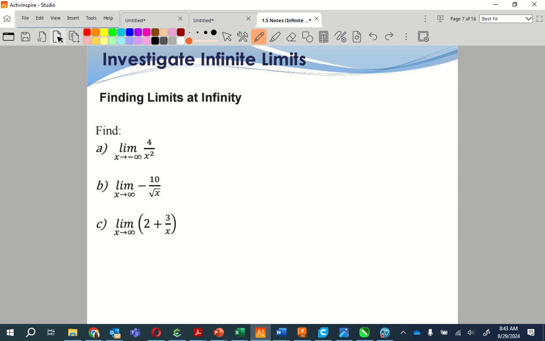Now, as this is going to negative infinity, what do you think that one's going to be? So as x approaches infinity on the left, what's going to happen? It's going to go to 0.